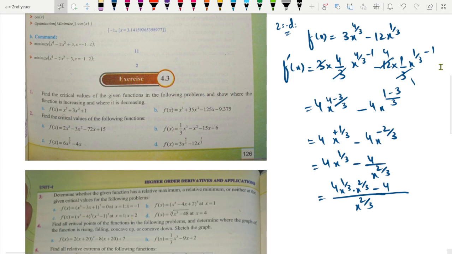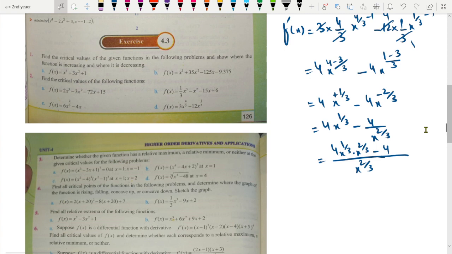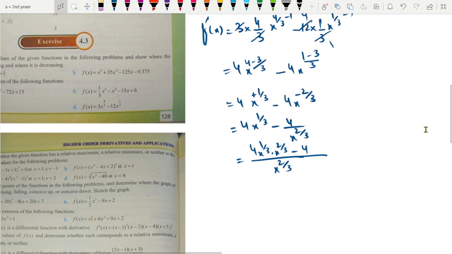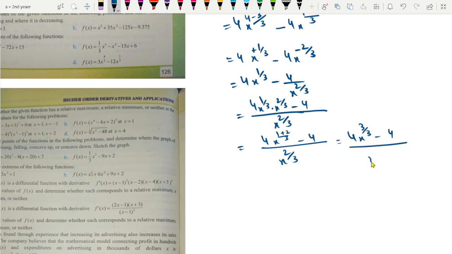So this will become x^(2/3). Adding these two, this will become 1 plus 2 divided by 3 minus 4. So this will become 4x^(3/3) minus 4x^(2/3)... So this will become (4x minus 4) divided by x^(2/3). This is f prime of x.